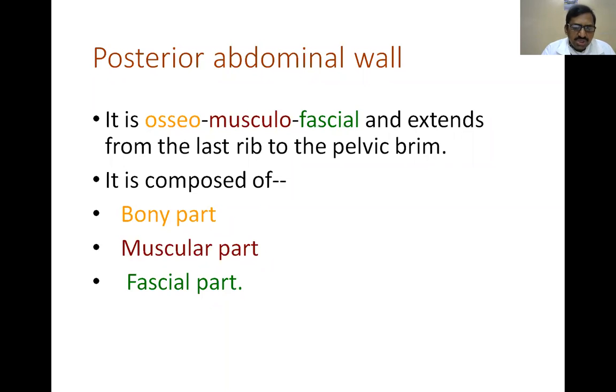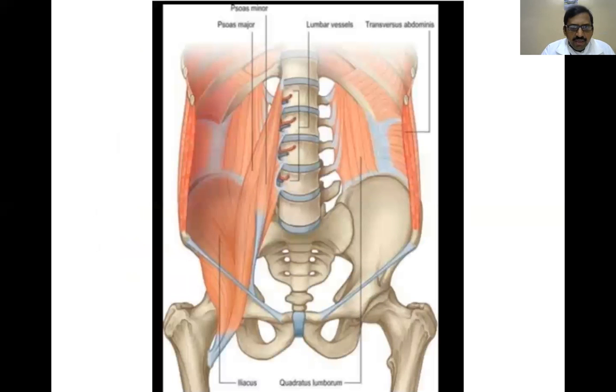What are the bones which are taking part? What are the muscles which are taking part? And what are the fascia which are taking part in the formation of the posterior abdominal wall? We see. Okay. Next, you see here, this is the posterior abdominal wall.